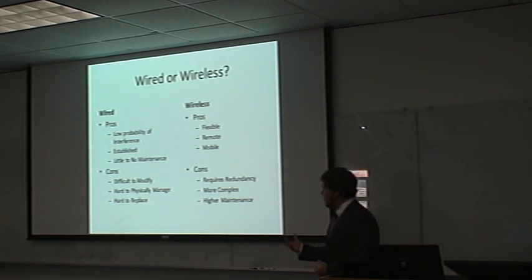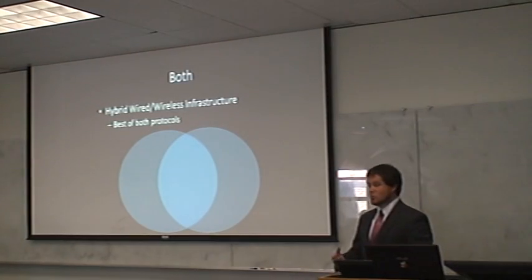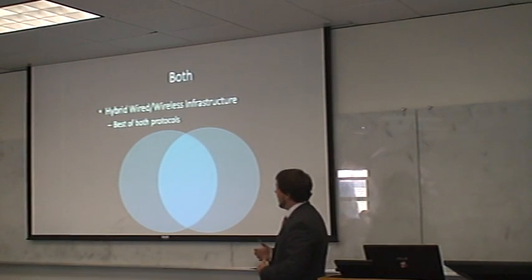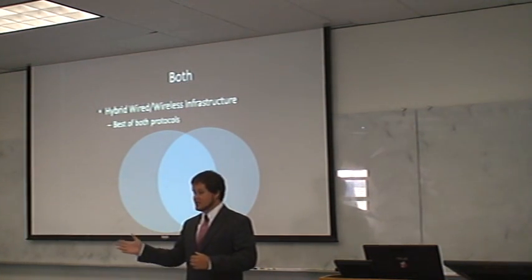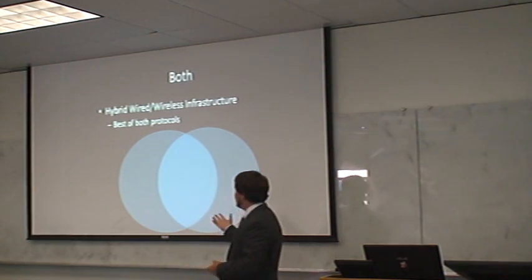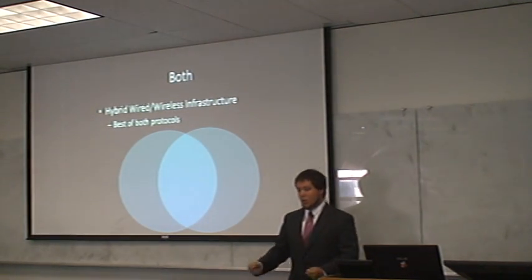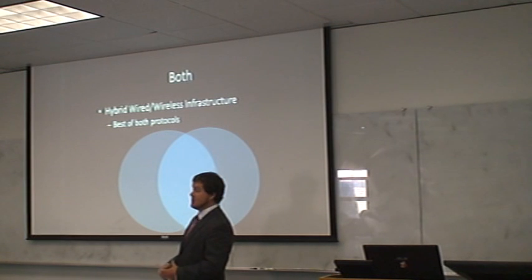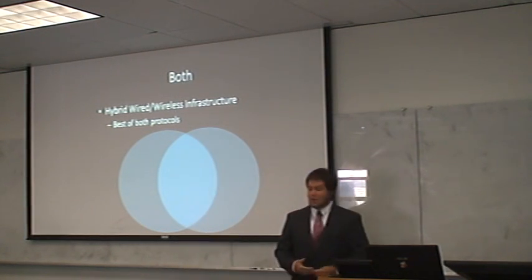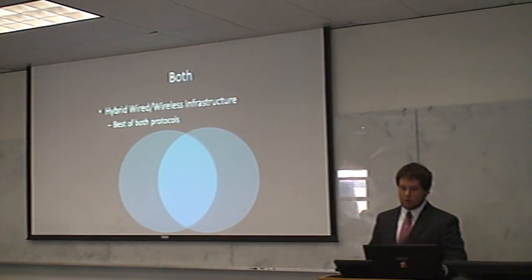And so the real thing we come down to is that it's really better to do a hybrid system. We've got a wired system and a wireless system. For any long distance that we need to cover, we can go with the wired system. And for anything that needs to be really mobile, where I need to be able to move this plant from this side of the greenhouse to that side, we're going to go with the wireless system. And that really gives us the best of both protocols.